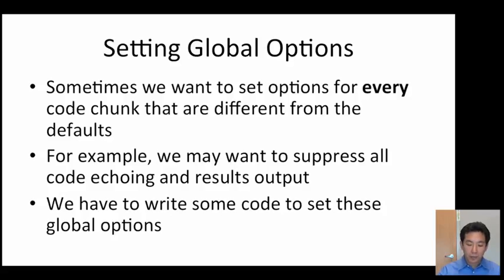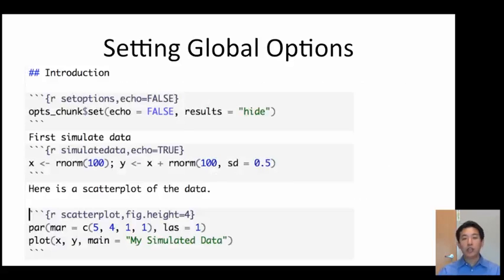And so the way you can do that is you can create a separate code chunk in the very beginning of the document. Here I call it set options, and there's a special object called opts_chunk, which has a function built into it called set, and if you call that set function, you can set the global options. So here I can set echo equal to false, and I've set results equal to hide. So by default, every code chunk in this document will not echo the code, and it will hide the results.